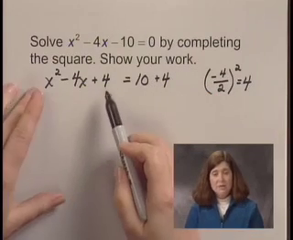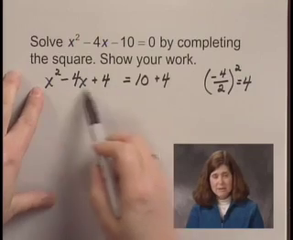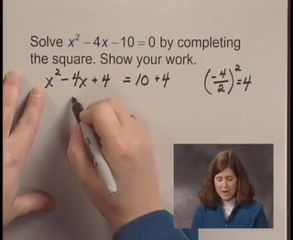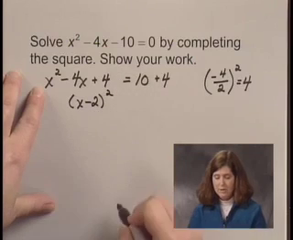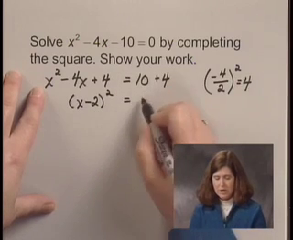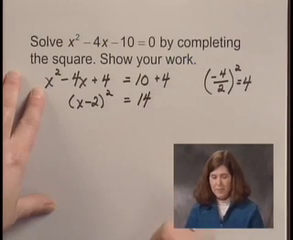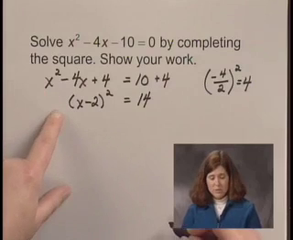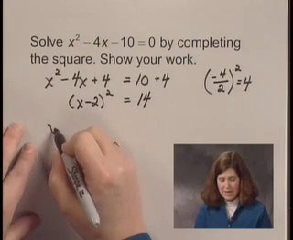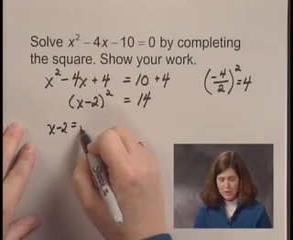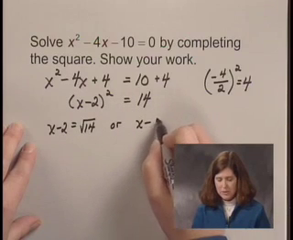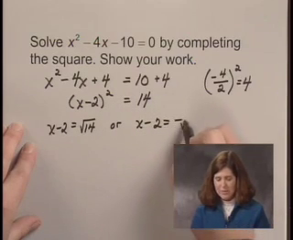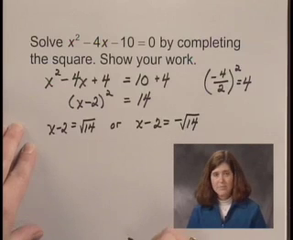Now I've completed the square on this side because this is a trinomial that I can factor as x minus 2 squared. And that equals 10 plus 4, or 14. Now this enables me to use the principle of square roots and say that x minus 2 has to equal the square root of 14, or x minus 2 must equal the opposite of the square root of 14.